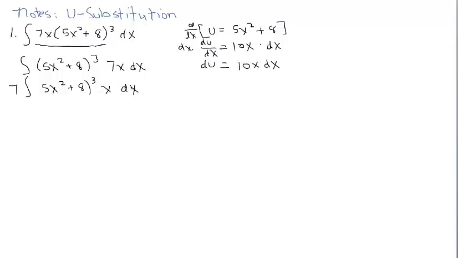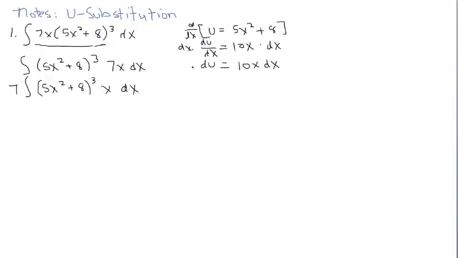All right, so I'm at this point right here. I know I could replace this quantity right here with u, so I'd have u cubed. But then I have a mixture of u's and x's, and that's not what I want. I want everything in terms of u.